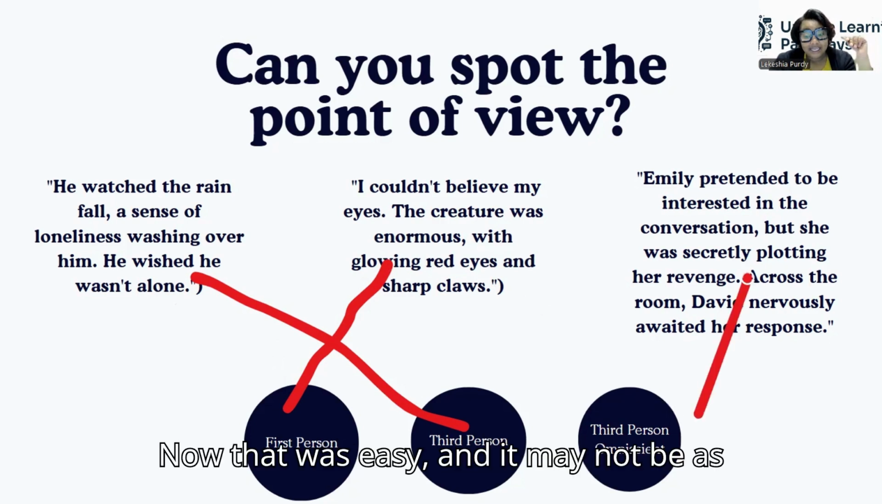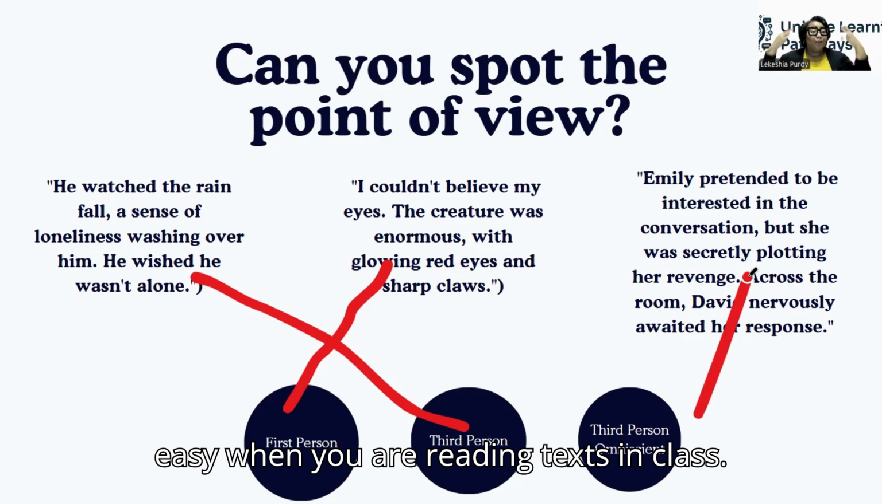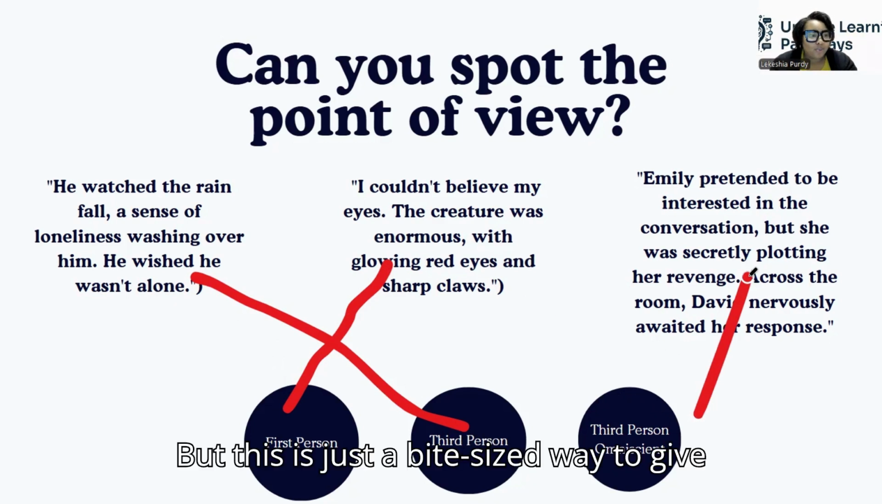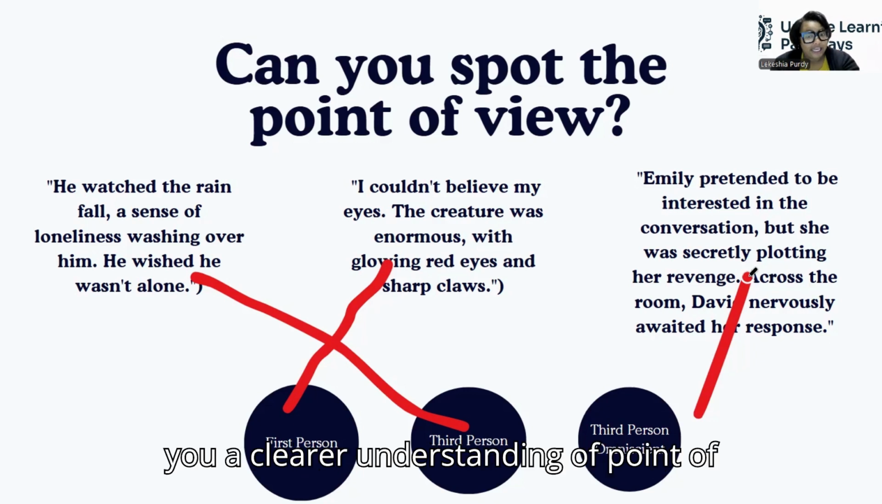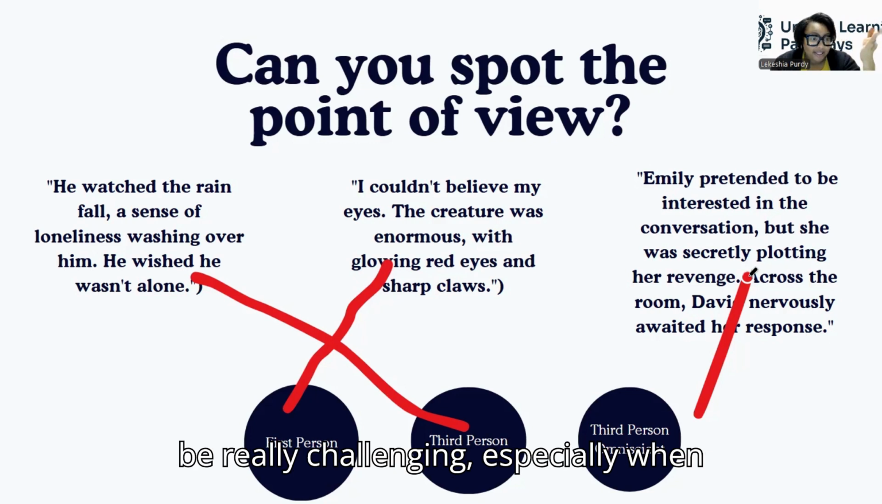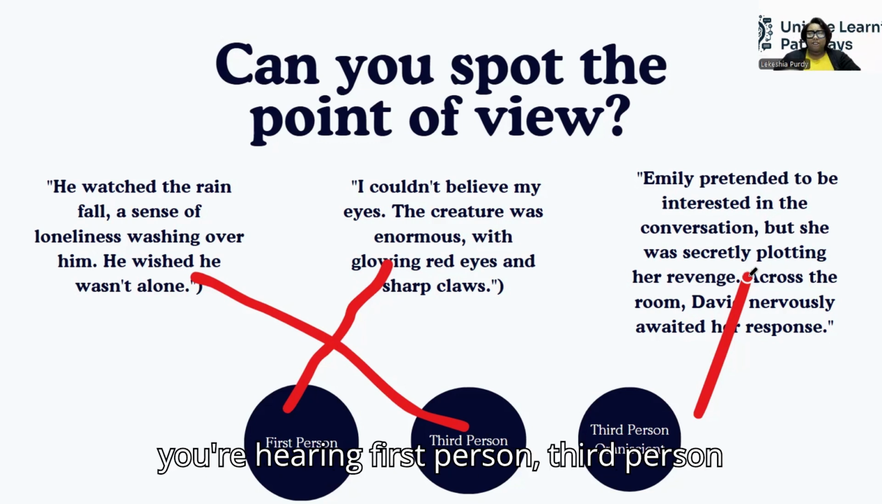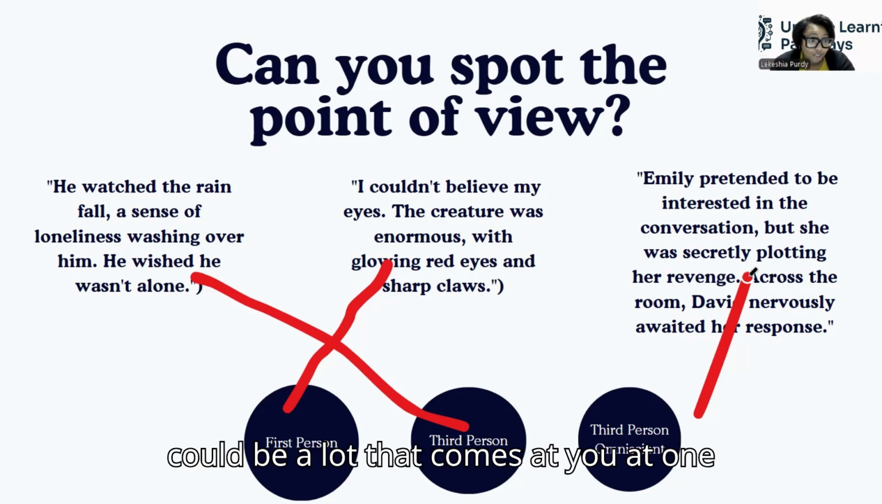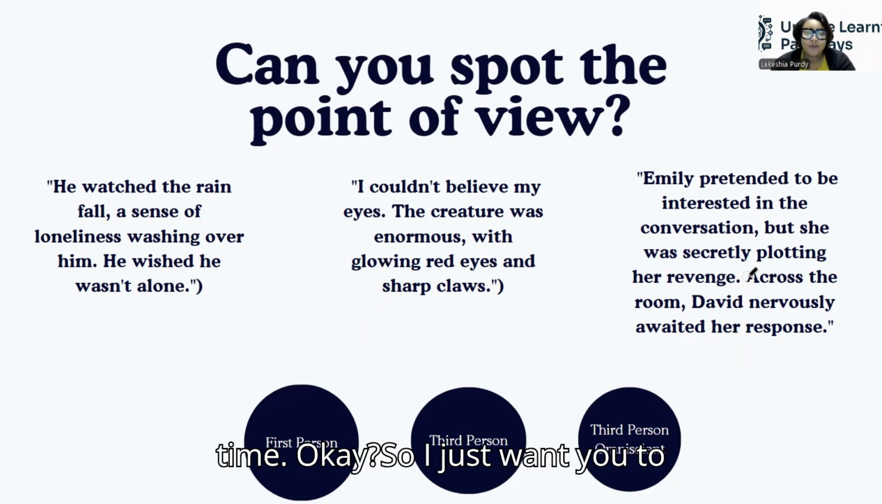Now, that was easy, and it may not be as easy when you are reading text in class, but this is just a bite-sized way to give you a clearer understanding of point of view, because author's point of view can be really challenging, especially when you're hearing first person, third person limited, third person omniscient. It can be a lot that comes at you at one time, okay?